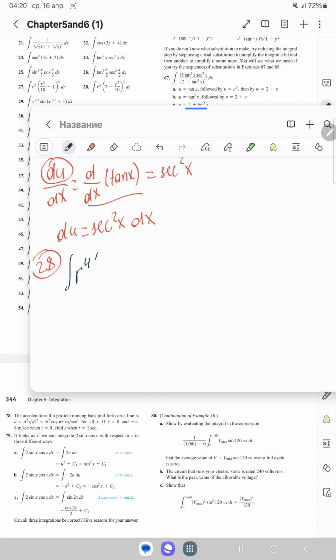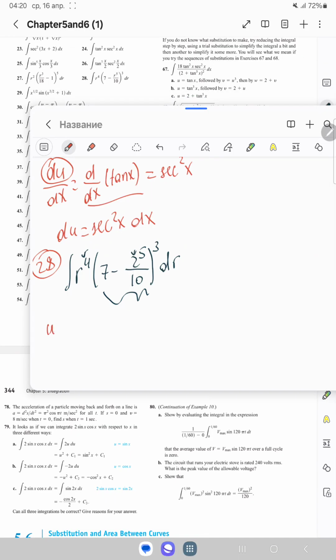r to the power of 4, 7 minus r to the power of 5 over 10 cubed dr. What can be our u? So for sure, the integral of r to the power of 5 will be r to the power of 4, so of course this is u. It's obvious. u equals 7 minus r to the power of 5 over 10.